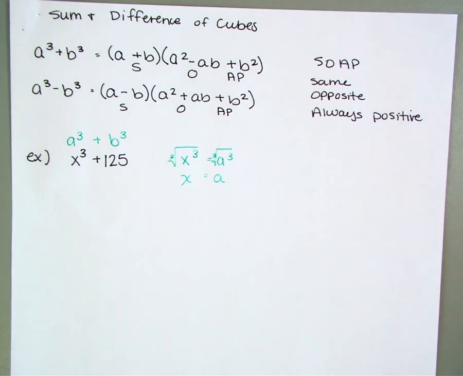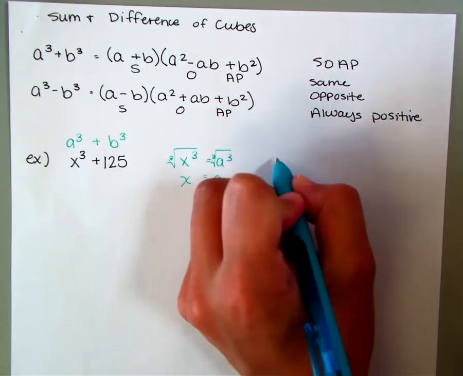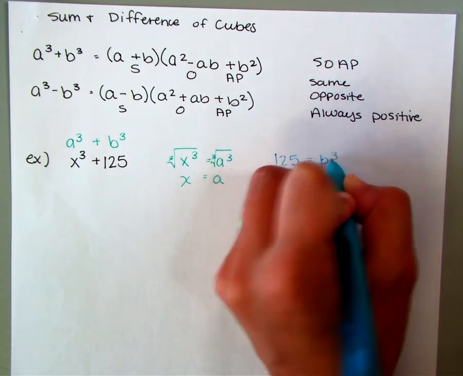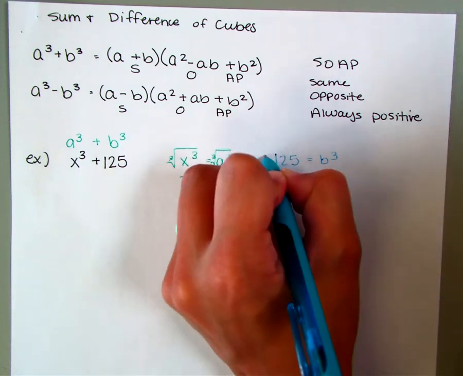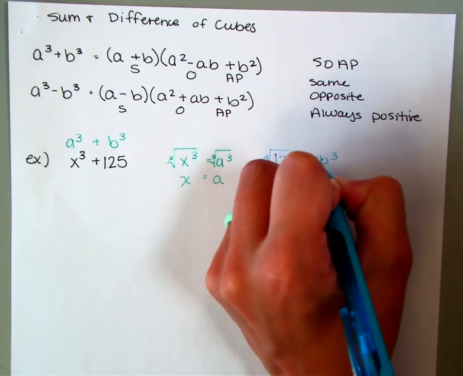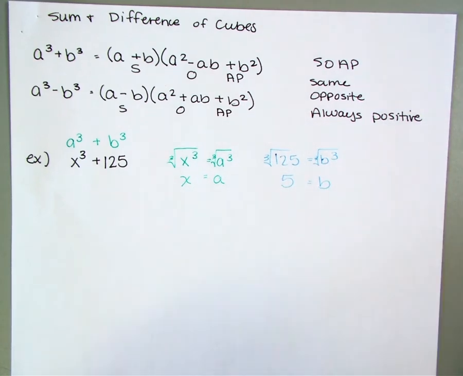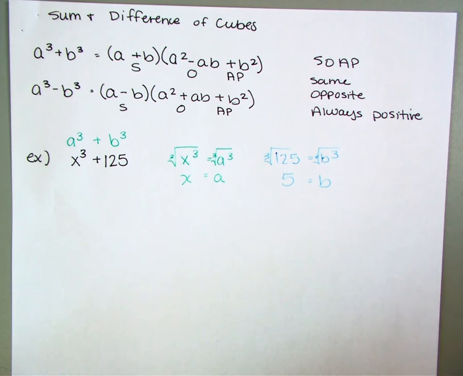I don't really like that pen. It's not showing up very well. Let's try blue. And then if we're trying to find the b, we can set it up the same way. So 125 is b cubed. To get b by itself, we would take the cube root of both sides. And so b would be 5. That could be helpful. You could just do that mentally in your head if you wanted to.